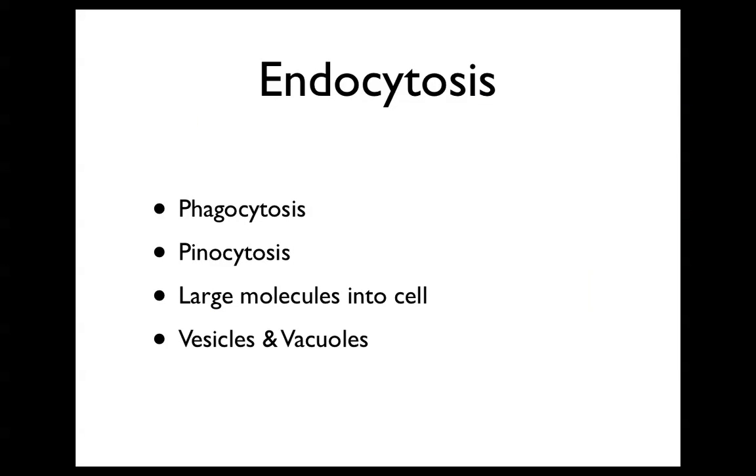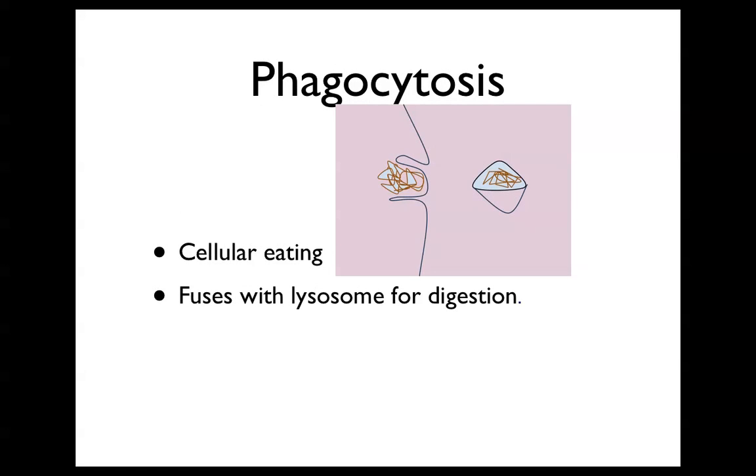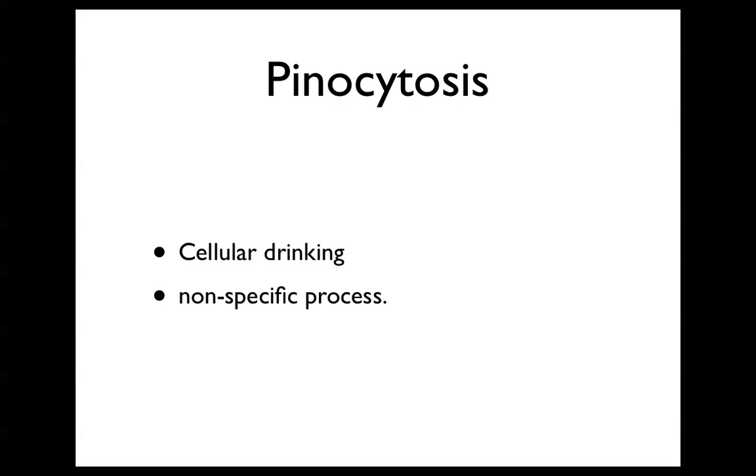And endocytosis includes phagocytosis and pinocytosis. What it does is move large molecules into a cell. Vesicles and vacuoles have a role in this process. First of all, phagocytosis, also known as cellular eating, fuses with lysosomes for digestion. Pinocytosis is cellular drinking, but it is a non-specific process.